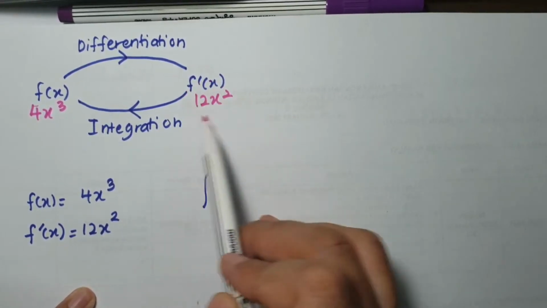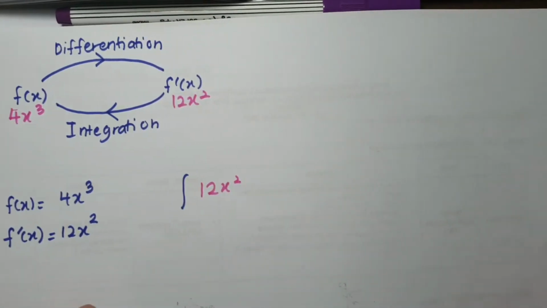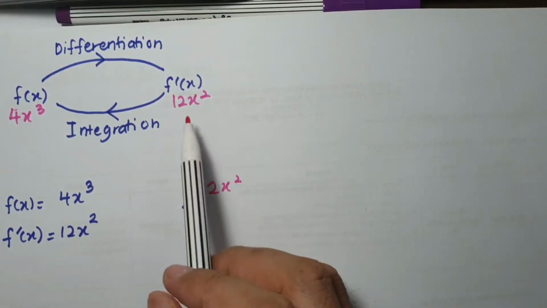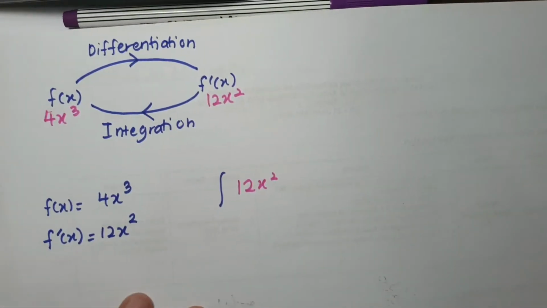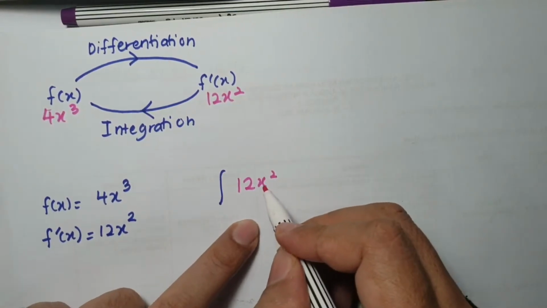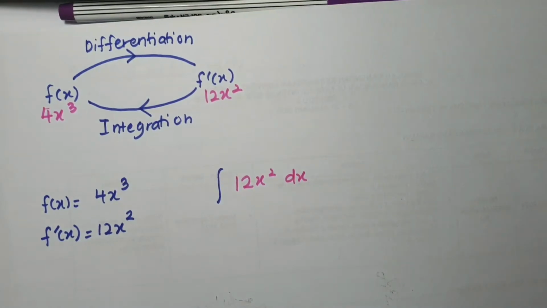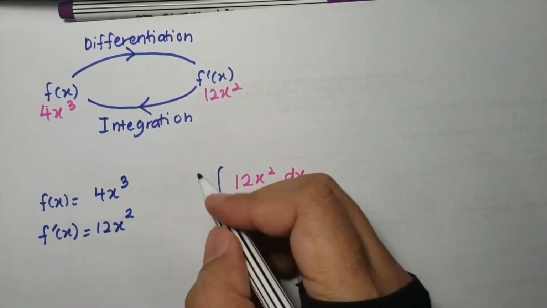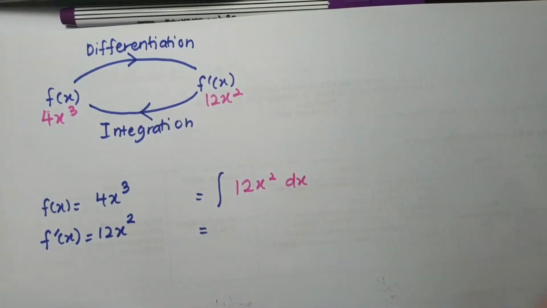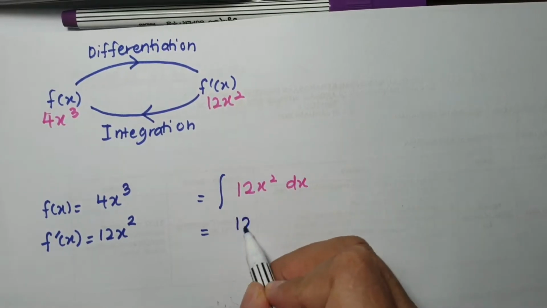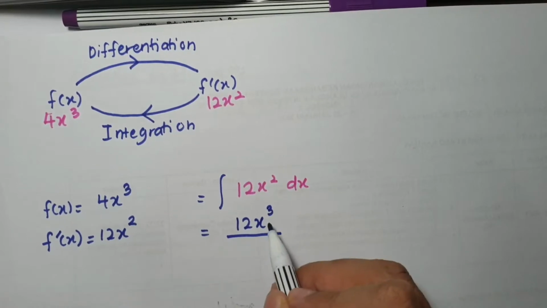Next, if we have 12x squared as our function, let's integrate this function. Of course, the result will be 4x cubed. Let's see, is it correct or not? This function is in terms of x, so integrate this function with respect to x. How to integrate? Always increase the index by 1. 2 plus 1 becomes 3, and then divide by the new index. The new index is 3.